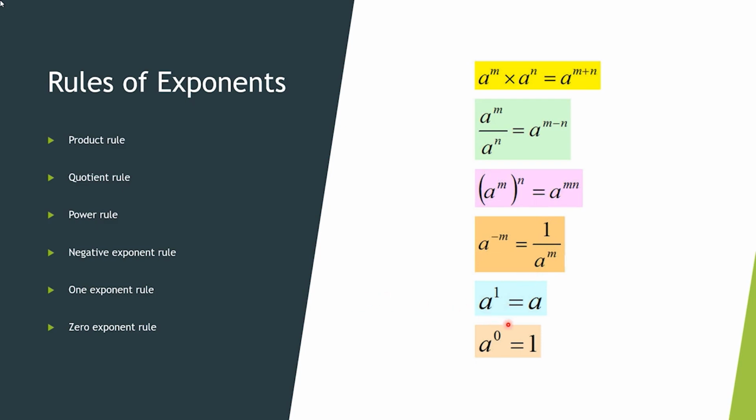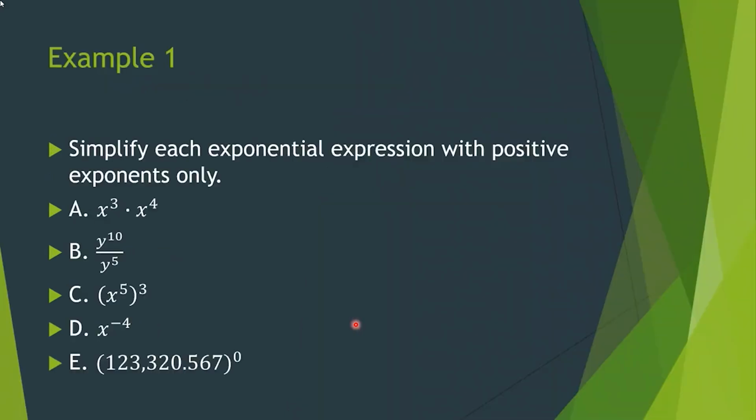The one exponent rule. There's multiple exponent rules, but this is one of them, and it uses the number 1. So anything raised to the first power gives you that number. And then the zero exponent rule: anything raised to the 0 power gives you 1. Now there's more rules, but we'll look over those in a moment.